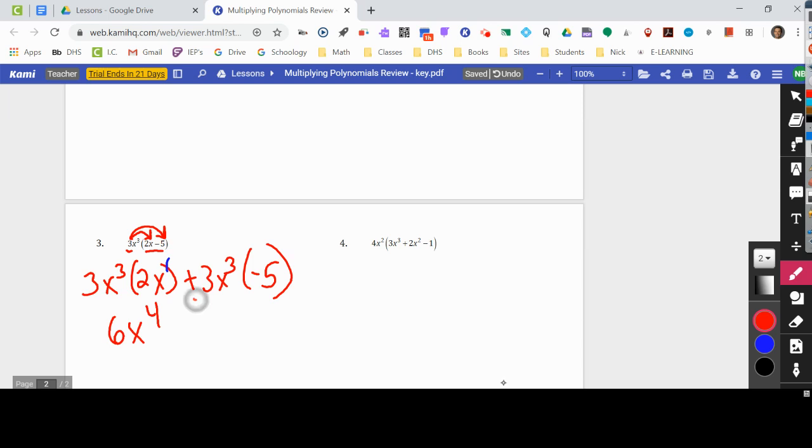Now we have this positive 3 times a negative 5. Hopefully we're using our calculators here and double checking our work. So 3 times that negative 5 is going to be a negative 15. And then this x to the third just drops out and stays x to the third power.